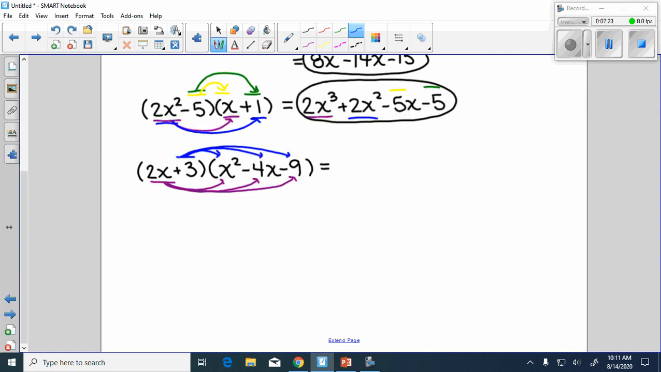Okay. Go ahead and pause the video and give this a shot. Do the purple distribution first, and then come back and do the blue ones, and then combine your like terms. Okay, and I'm going to put some checkpoints along the way.